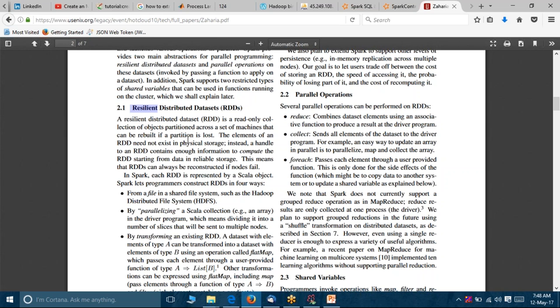It's something like, I don't know whether you have seen that or not, some animated movies related to robots and all. If some part is lost, only that part is fixed, and again it starts functioning as usual. You're getting my point of what I'm saying here. The elements of an RDD need not exist in physical storage. Instead, a handle to an RDD contains enough information to compute the RDD starting from data in a reliable storage. This means the RDDs can always be reconstructed if nodes fail.